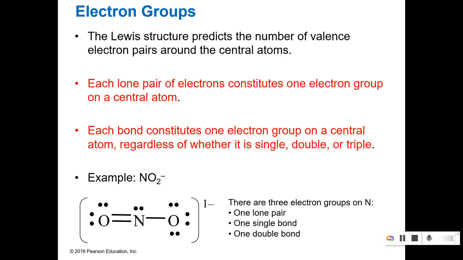So, for electron groups, remember, each lone pair is 1 electron group, and each bond, not each single bond, all bonds count the same for electron groups: single, double, and triple. So here I've got 1 electron group, 2 electron groups, 3 electron groups total. So for this nitrogen, I have 3 electron groups.